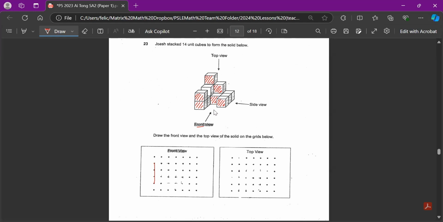Let's start with here. Okay, and the next is two cubes here. Okay, let me redraw. My line is very crooked. I don't like it. Okay, and lastly, the bottom. There's one cube there. Okay, so this is the front view.